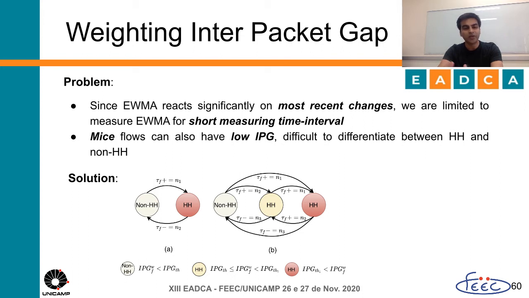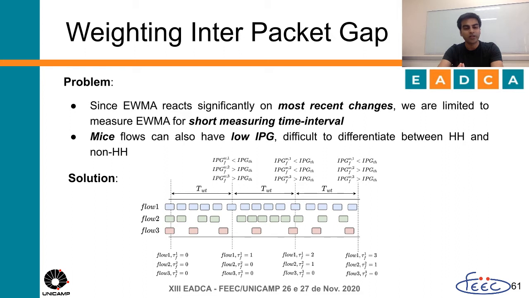We update this metric based on the flow state. In the first figure, there are two states, non-heavy hitter and heavy hitter. Here, states are represented by interpacket gap. So we check the flow state in every time interval. If the current flow state is below the predefined interpacket gap threshold for non-heavy hitter, the tau metric is decreased by N2. Otherwise, it will increase by N1. And the second figure shows a more complex scenario where we can consider a different number of states.